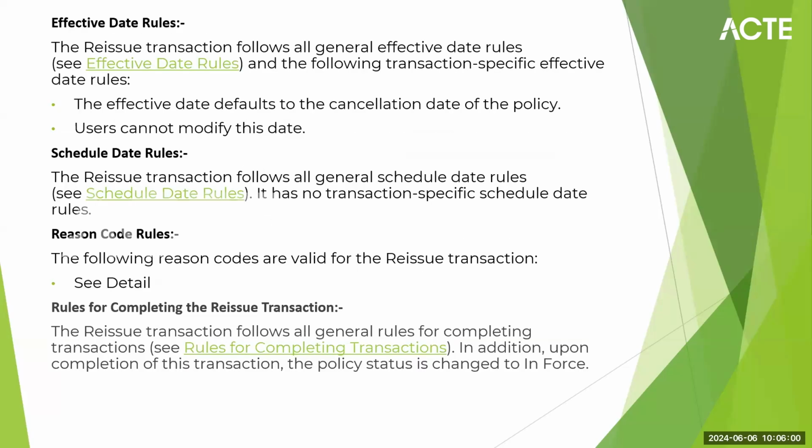Date rule. The effective date defaults to the cancellation date of the policy. Previously you have done the cancellation transaction. Whatever the cancellation effective date is, the same thing will be displayed here as well. The user cannot modify this effective date. As for the schedule date, there is no specific rule. You can give whatever date you want.